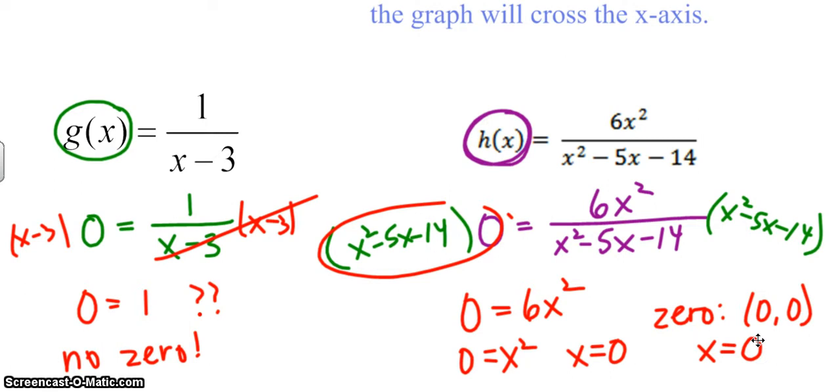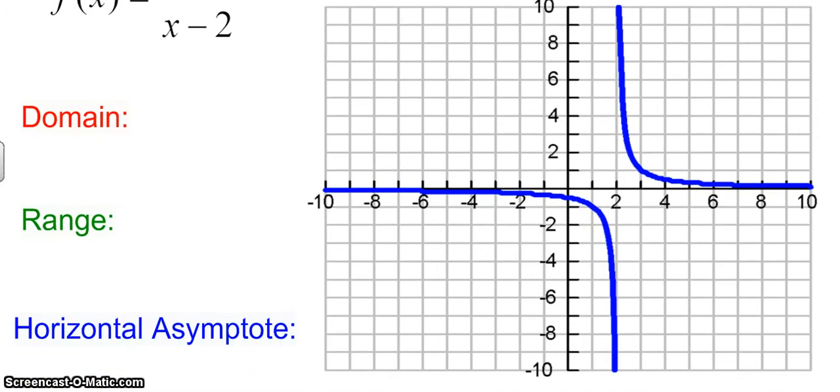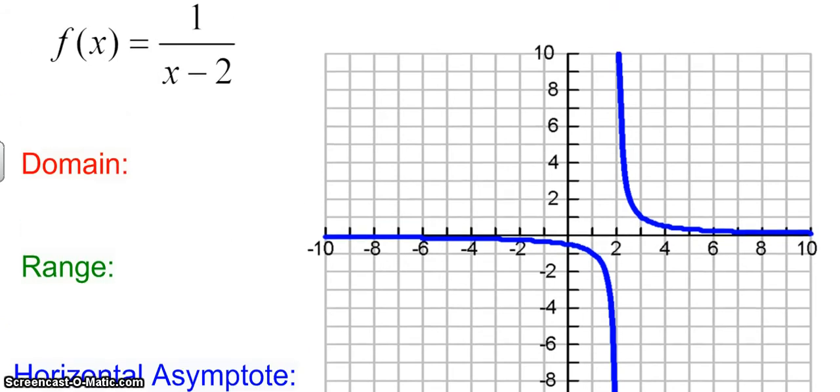Okay, so again, domain, think about what makes the denominator 0, because that's going to make things undefined. Finding the zeros, you want to set your y value equal to 0 and solve for x. So here is a function, f of x equals 1 over x minus 2, and I have the graph sitting next to us. Looking at your domain, if we do things analytically, we should see that it's this denominator that's causing us a problem. So our domain is going to be all reals with x not equal to 2.